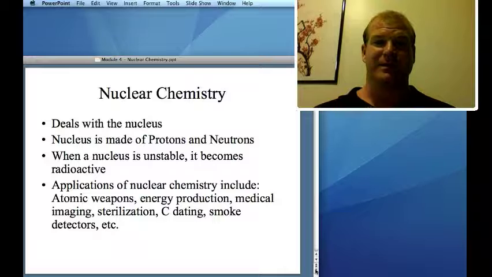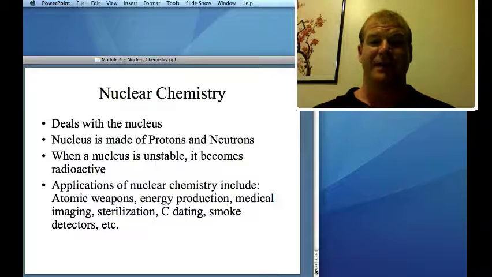This deals with the nucleus. Usually we're talking about electrons transferring. Today we're just going to talk about the nucleus, the protons and neutrons. And applications besides atomic weapons are nuclear power plants, medical imaging, some sterilization for food, carbon dating, and smoke detectors. The ones you buy at the store are in fact radioactive.